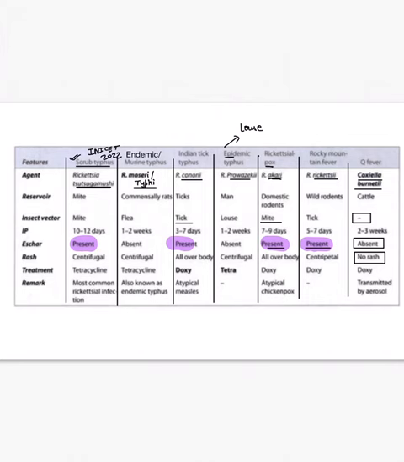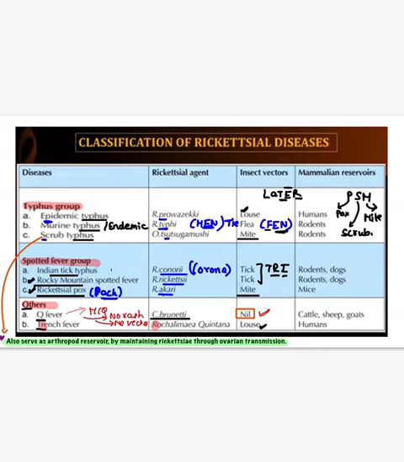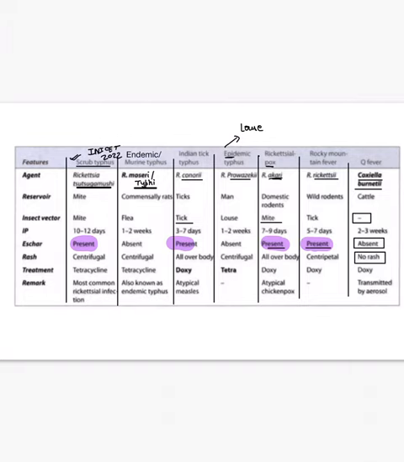Did you see that, guys? All three, the spotted fever group ones, are showing an eschar: Rocky Mountain spotted fever, rickettsialpox and Indian tick typhus, and one more, scrub typhus. Remember, scrub, it looks like an eschar. Do you see the eschar? Okay, now coming on to the rash, guys.